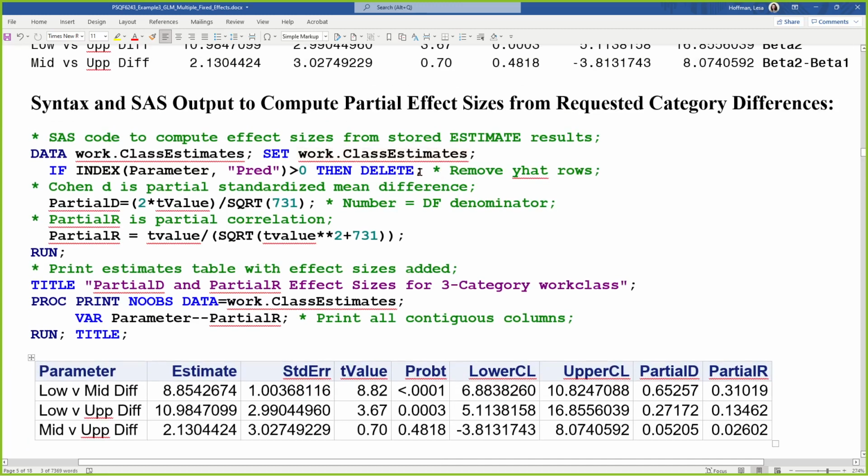Okay. So again, this part of it is accessing stored results to convert the results to effect sizes, so that you don't have to type the numbers in to your calculator.